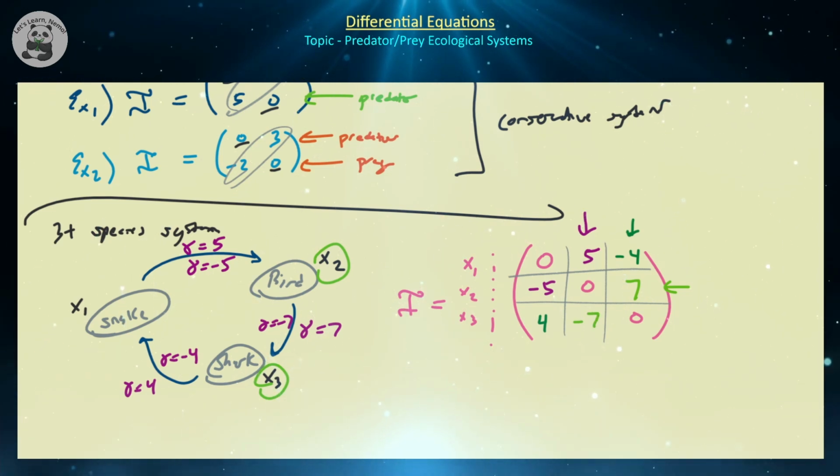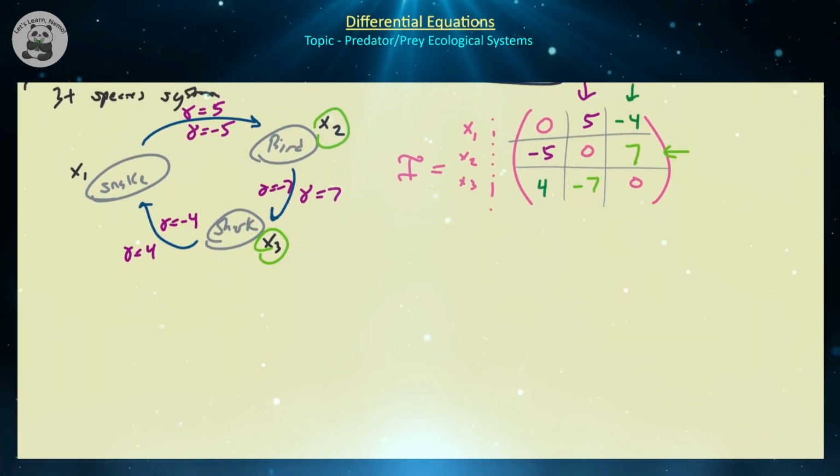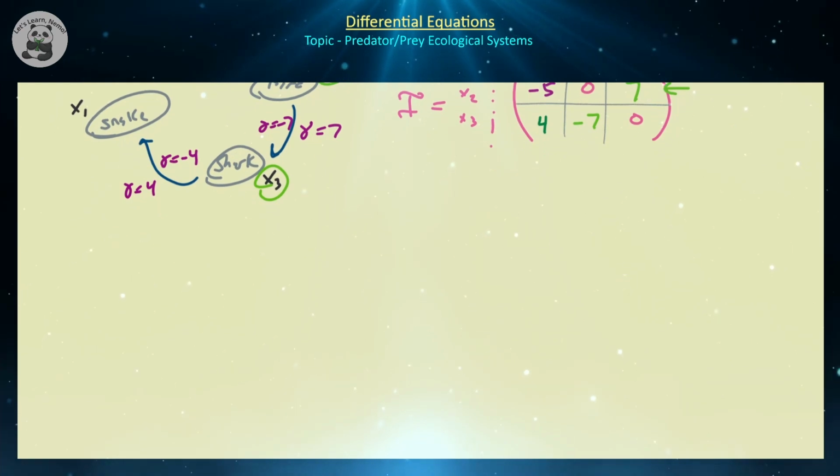So that would be your interaction matrix between snake, bird, and shark, assuming that snake hurts bird, bird hurts shark, shark hurts snake, and everything else remained in equilibrium or in a conservative fashion, right? So that's practically what you can have if you have a 3-plus species system. Now, what if it's not conservative?